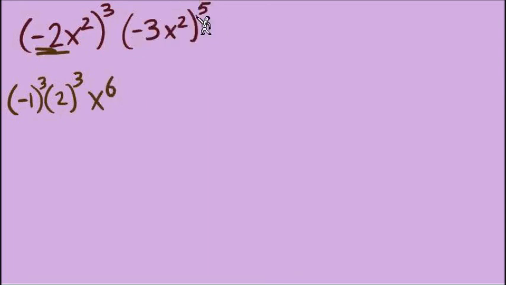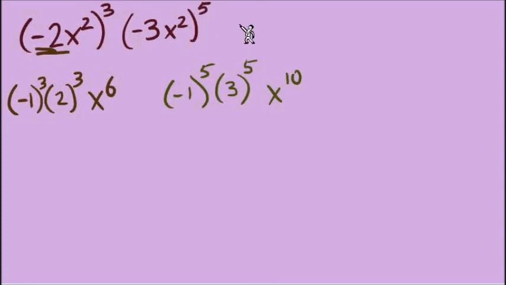We're working in an exponent of positive 5. I see a negative 3, so I'm going to do that same move and rewrite it as negative 1 times 3, and each of those gets that exponent 5. And moving over to the x, this will become x to the power of 10 as we're multiplying these exponents.